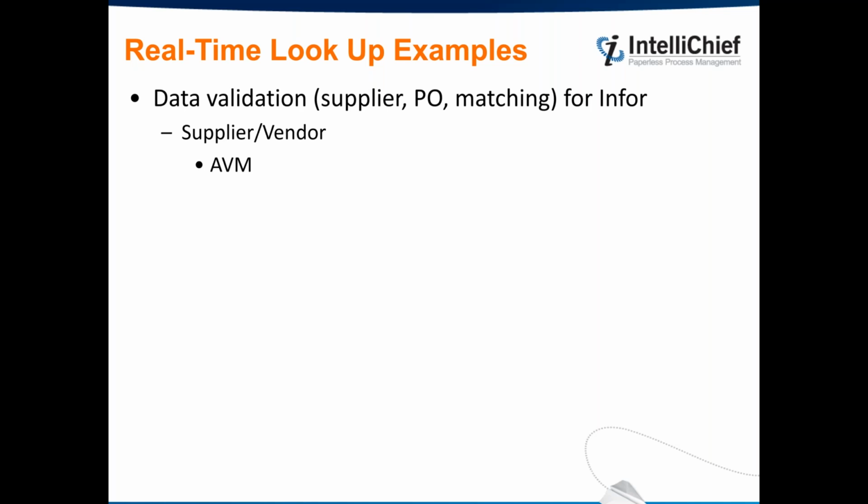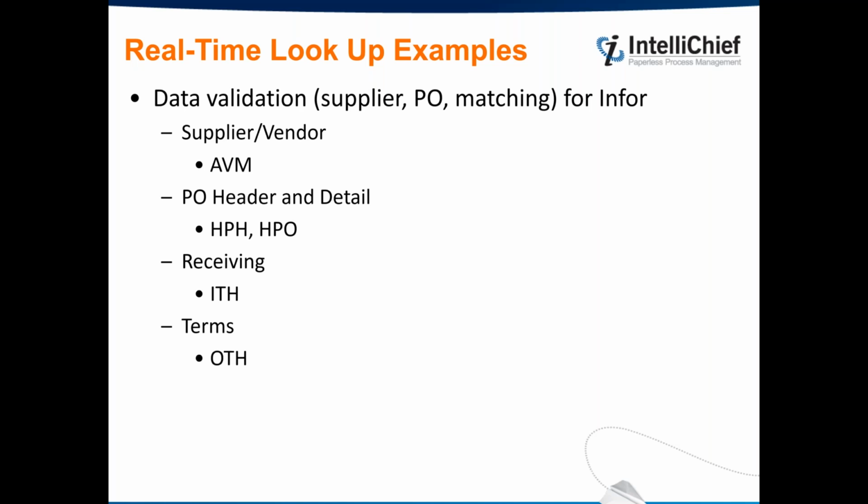read them all. So, we're an Infor solution partner for the ERPs that we mentioned. So in this example, we're reading the ABM, right, table, so supplier and vendor, reading PO header and detail because we're doing our match, and we're doing receiving. So, and we also want to know your terms table, right?